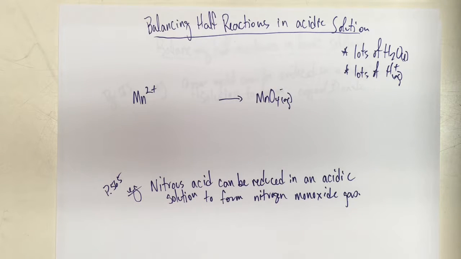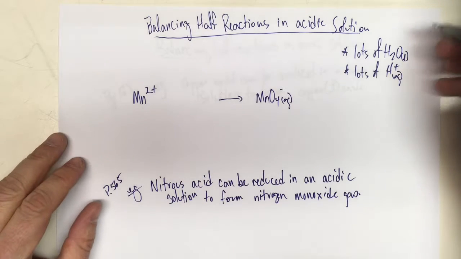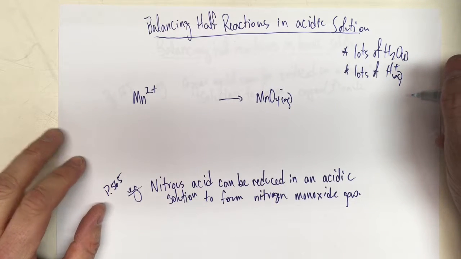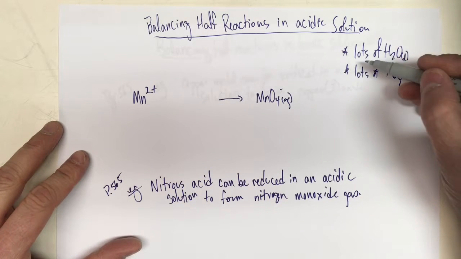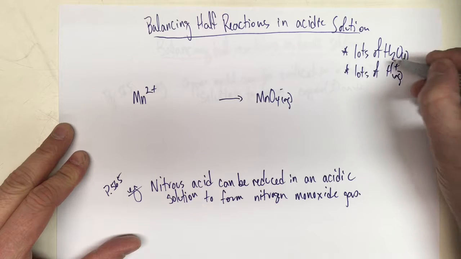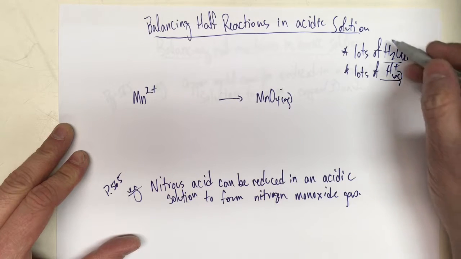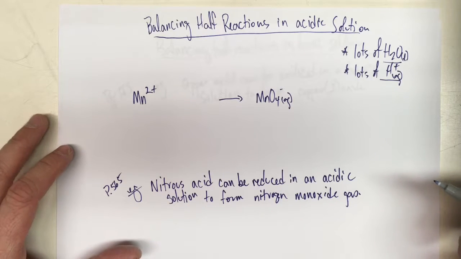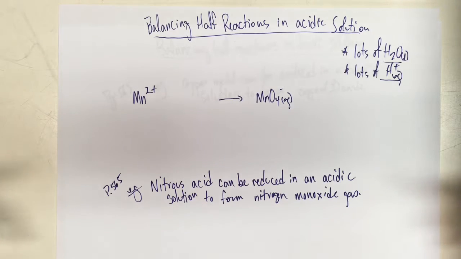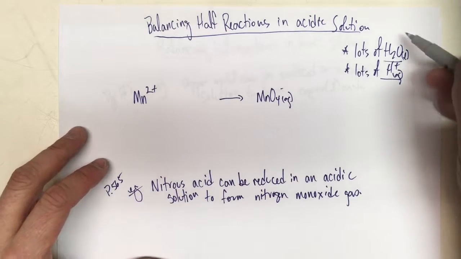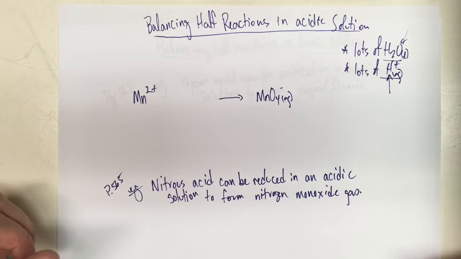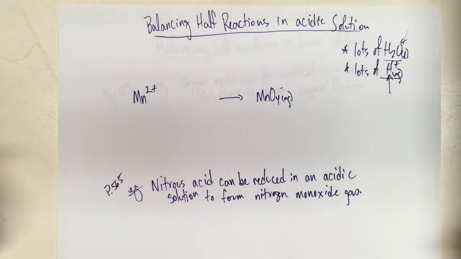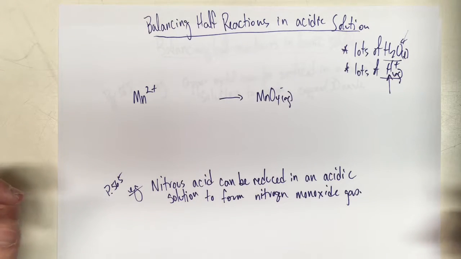Now, balancing a half reaction in an acidic solution is not real tough, but it's certainly harder than just adding electrons to the reactants or the products, though we will do that as well. Key to note is that in an acidic solution, there's lots of water and lots of hydrogen ions. That allows us to balance oxygens using water and then balance hydrogens using hydrogen ions. At the end, we put our electrons in to make the charge equal.